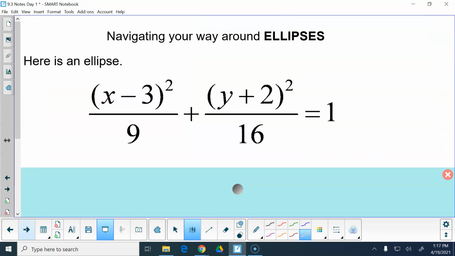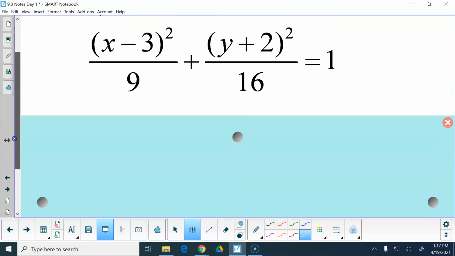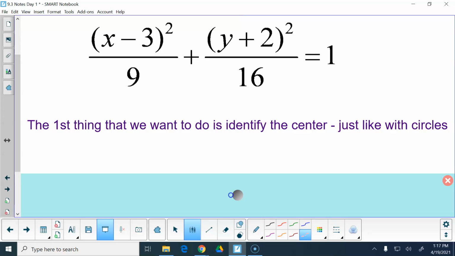Let's go. This is the example that we are going to do. This is the first example of the day, first of 2. Okay? And so here is an ellipse. Quantity x minus 3 squared divided by 9 plus quantity y plus 2 squared divided by 16 equals 1. That is an ellipse. Okay? First thing that you, yes you, are going to want to do is you are going to want to find the center. So we want to find the center.